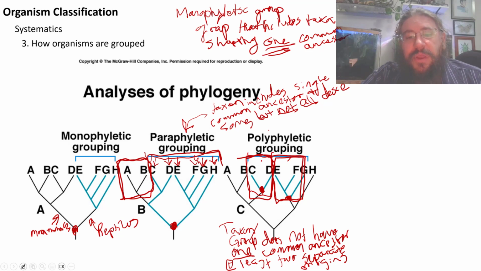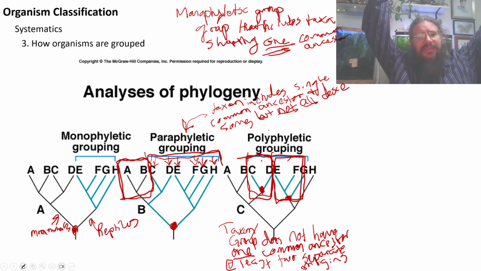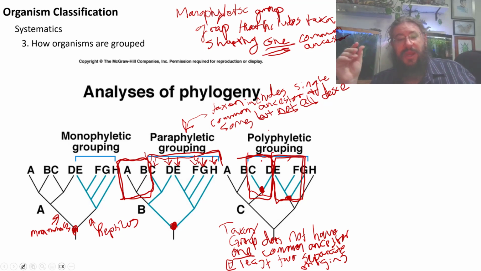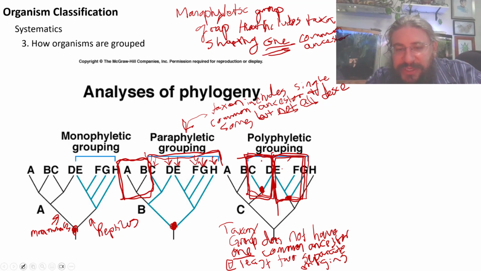Frame of reference is very important. If you try and think of this as fundamentally different sorts of things, you're gonna have trouble. You'll get yourself confused looking at this and be like, wait, this is monophyletic and that's monophyletic. But your frame of reference is two separate evolutionary origins. And so your groups, your taxa, include two groups that have separate evolutionary origins.